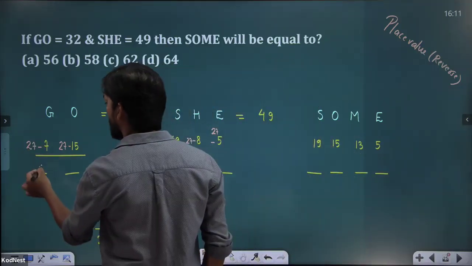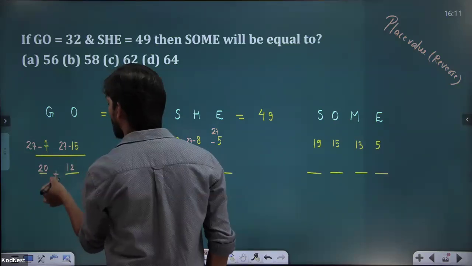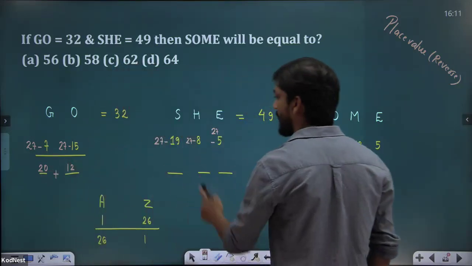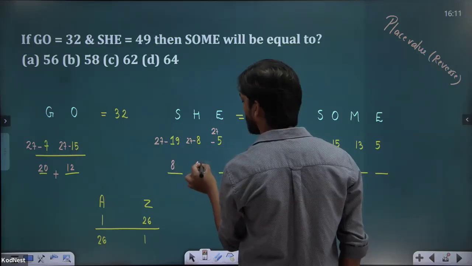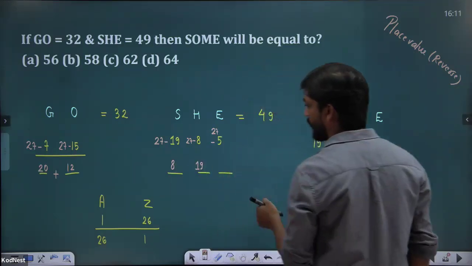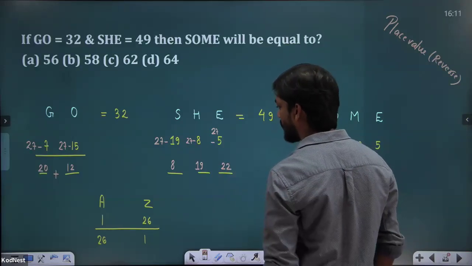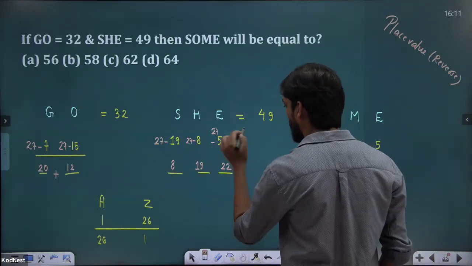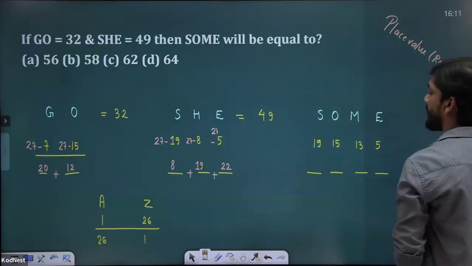So here I will get 20, here I will get 12. 20 plus 12, I will get 32. Here I will get 8, I will get 19. And here I will get 22. If I add it now, 22 plus 8, 30, 40, 49. So adding the reverse place values, I will get 49.